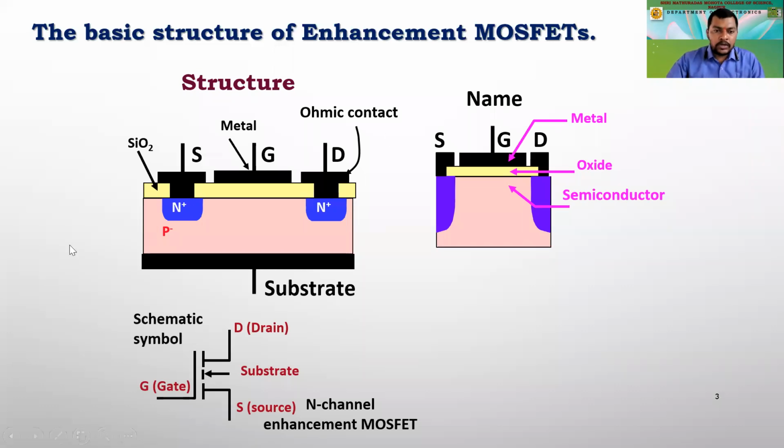Now, what is this substrate? The source and this substrate are connected like this, and we connect them like this in the symbol also. So the total symbol of N-channel enhancement MOSFET is like this. Again, the direction of the arrow is the direction of flow of current, and as you can see, the direction is going to flow from P to N.